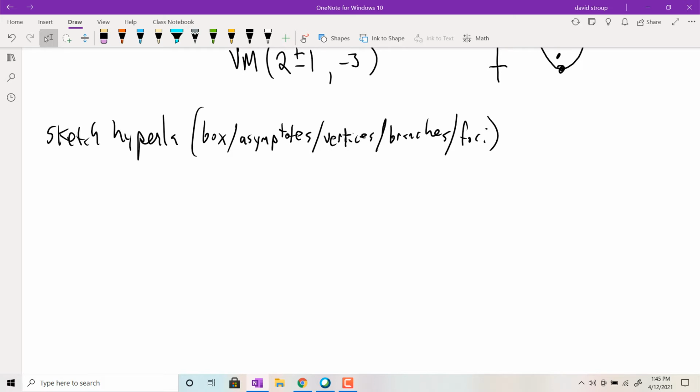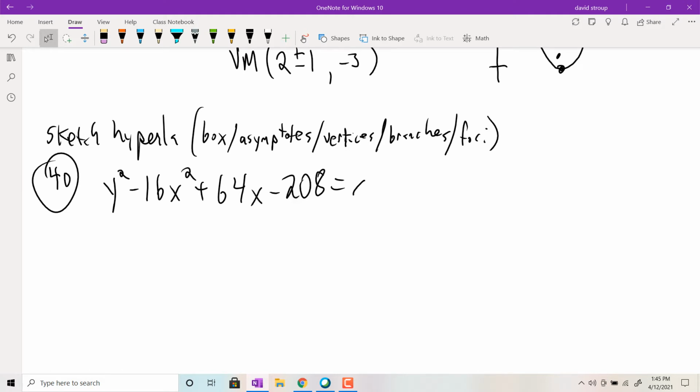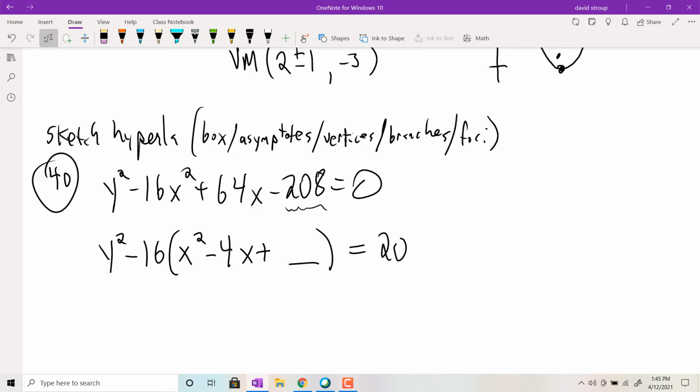Okay, so let's look at this. Actually, I got this one from the book, number 40: y squared minus 16x squared plus 64x minus 208 equals 0. So again, I need to isolate the y material. I don't have anything else to isolate, just the y squared. And then the x stuff, I need a leading coefficient of 1 on the x squared to complete the square. So I'll have x squared, then minus 4x, and then plus something. And then on the other side, I'm going to move the 208. So I have 208 over here, and then completing the square, I'm going to have to add in something.